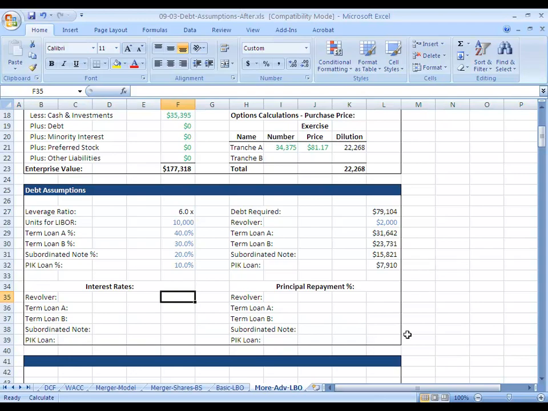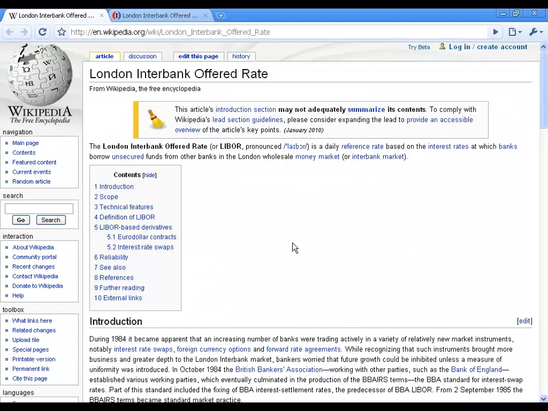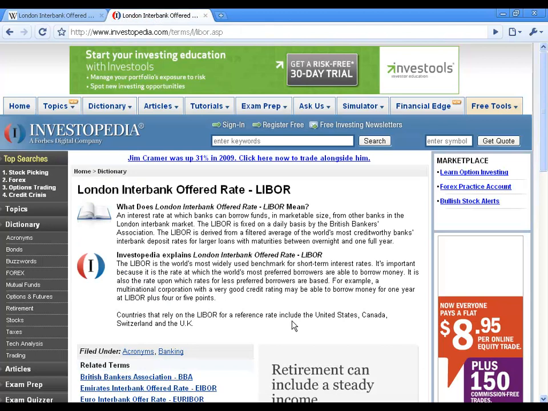Well, usually the way it works is that you tie floating rates to something called LIBOR. I have up here a Wikipedia definition. Its official name is the London Interbank Offered Rate. This is basically the short-term interest rate that banks in the UK, but also across the world, use for short-term borrowing. There's another definition here on Investopedia. So LIBOR changes on a daily basis, and this is the most common number that you tie floating interest rates to.